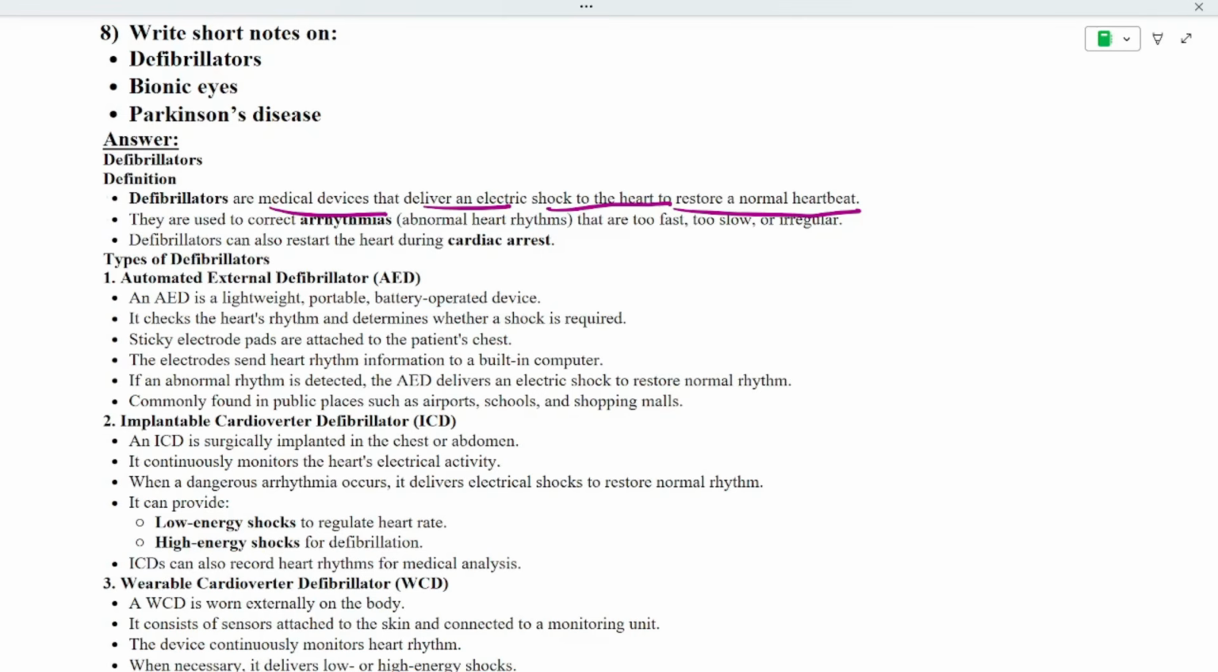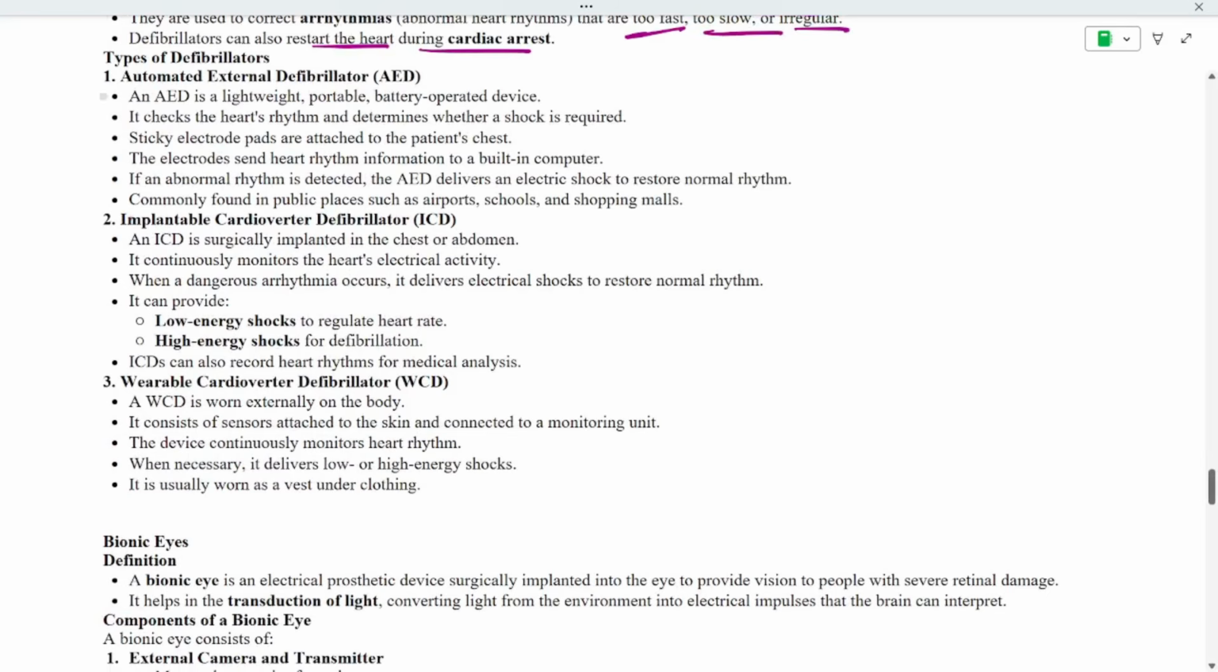They are used to correct abnormal heart rhythms, that is, if the heart rate is too fast, too slow, or irregular. They also restart the heart during a cardiac arrest. Okay, they will be helping in that. The types of these devices are automated external, implantable cardioverter, and wearable cardioverter.